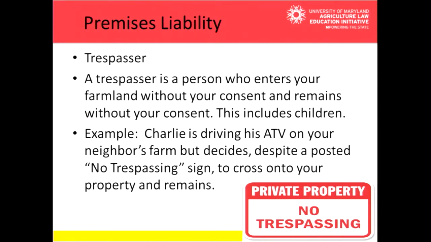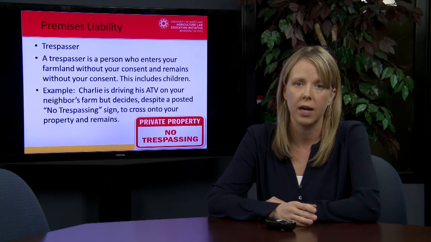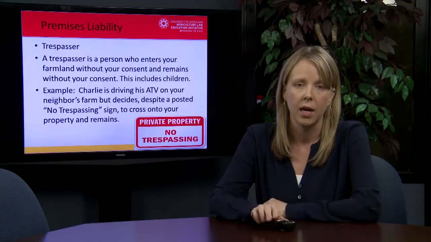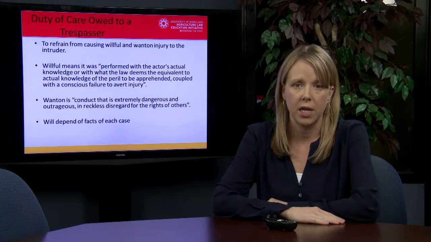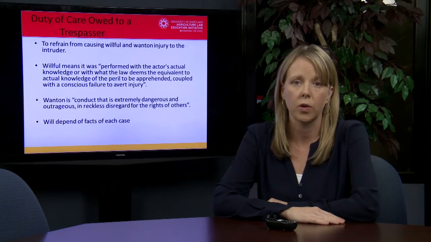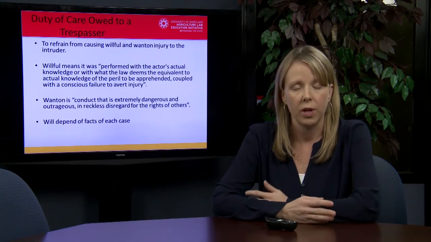An example of this in the agricultural context is, let's say Charlie's riding his ATV on your neighbor's farm and decides, despite a clear no trespassing sign, to continue riding his ATV onto your property, and then is injured. What is your duty of care to Charlie at this point? He's obviously a trespasser, so your only duty of care to him is to refrain from causing willful or wanton injury. What does that mean?